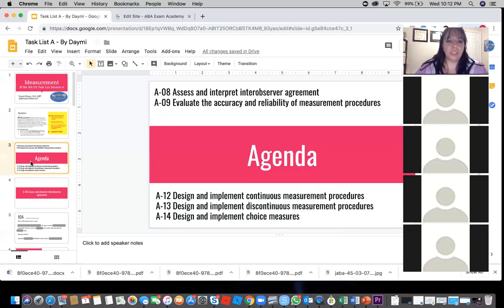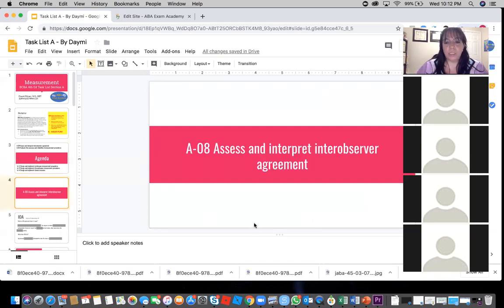All right, our agenda for today, I'm mostly going over, I want to see if you guys know it by heart, IOA. And also, we're going to go over quickly the definitions of accuracy, reliability, validity, and believability. And then we're going to go over continuous measurement versus discontinuous measurement, and then finally, choice measures. All right, so we're going to move along to A8, which is Assess and Interpret Interobserver Agreement.